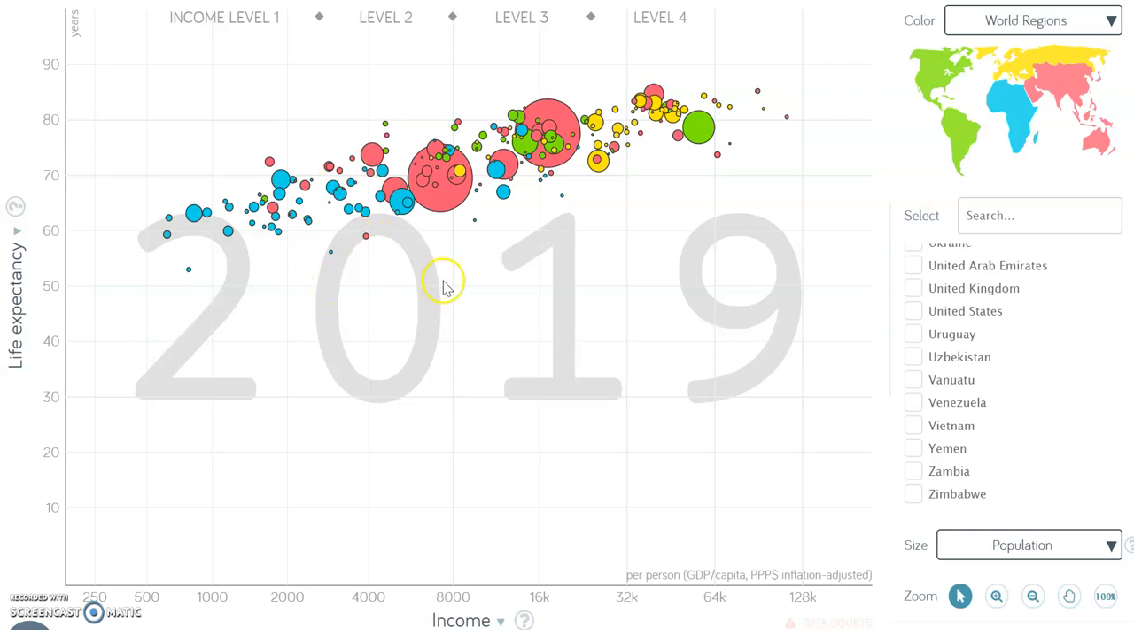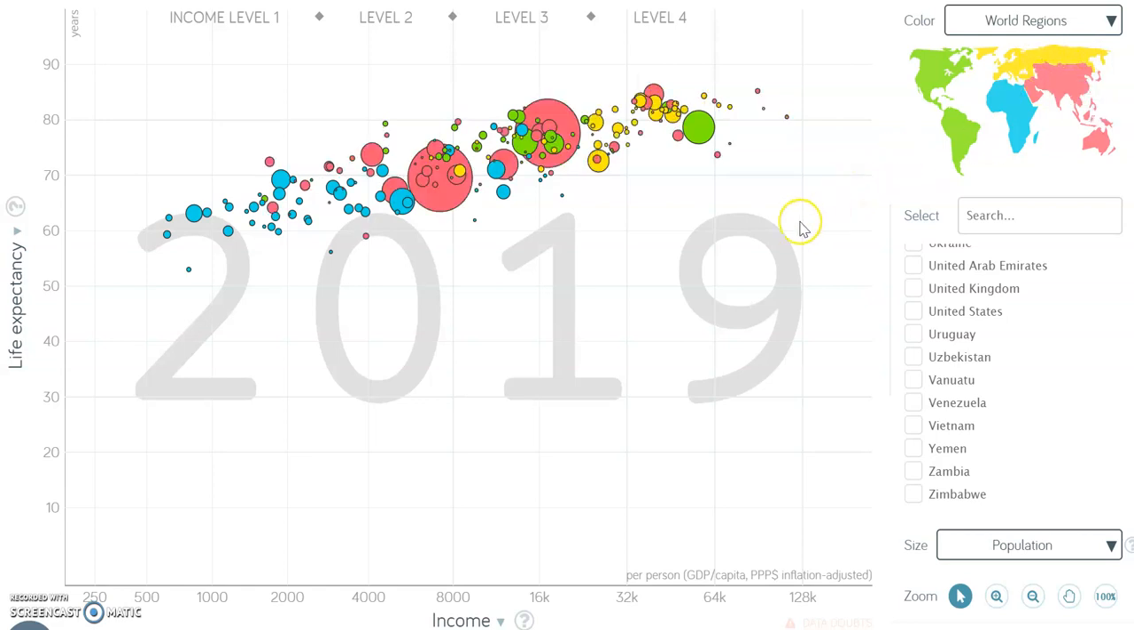You can also sort this graph by regions, with the Americas being green. They're the flashing dots that are on the screen. Africa would be the blue dots, Asia would be the red dots, and Europe would be the yellow dots.